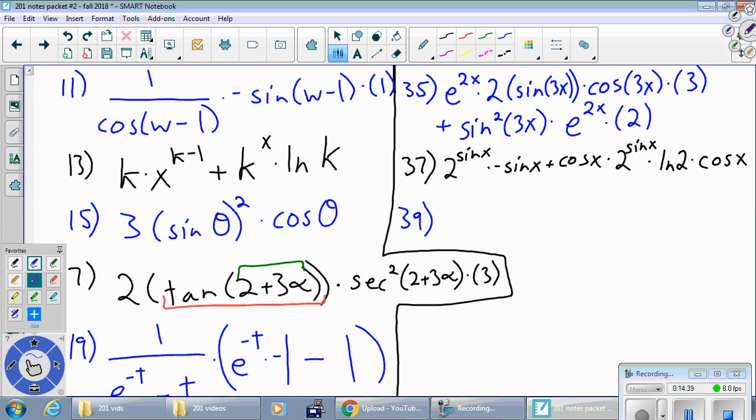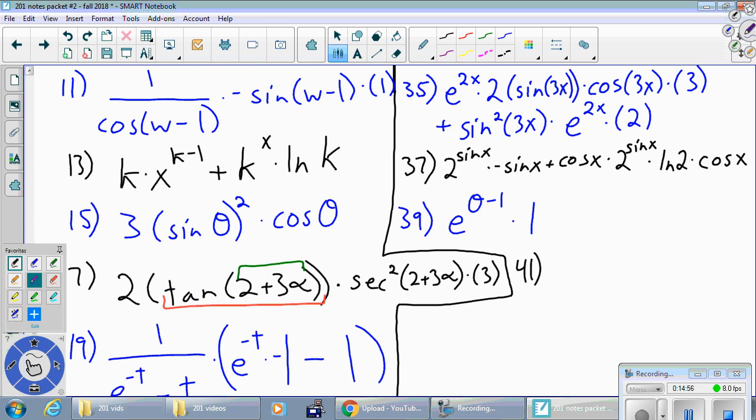Okay, e to the theta minus 1. This is e to the stuff, which becomes e to the stuff, times the derivative of the stuff. The derivative of theta minus 1 is just 1.